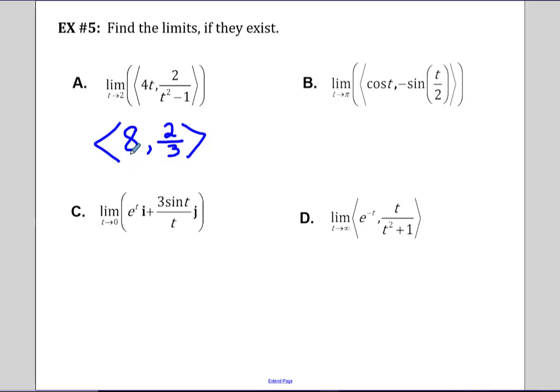The limit as t goes to pi on cosine would be -1, and on negative sine of pi over 2, that would also be -1. So -1 is our limit at pi on that vector function.